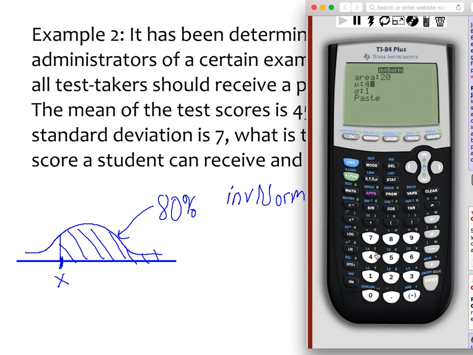The mean is 45. The standard deviation is 7. We paste that. Inverse norm, 20, 45, 7. Enter. Clearly, I've made a mistake. Oh, 20. Ha. The area is 0.2. It's not in percentage. It's in decimal form. Hit enter, and we get 39.1. So that means this x value is a 39.1.